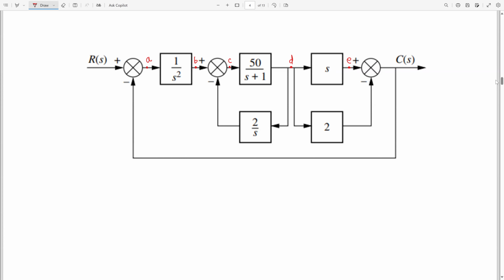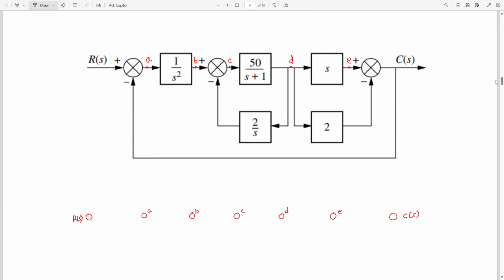Okay. So this node right here is the R of S. And then the next signal is A. The next signal is B. The next signal is C. The next signal is D. And the next signal is E. The next signal is the output signal C of S.